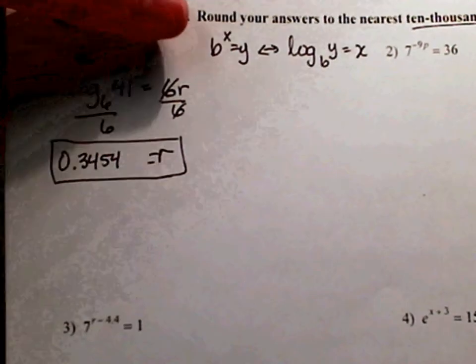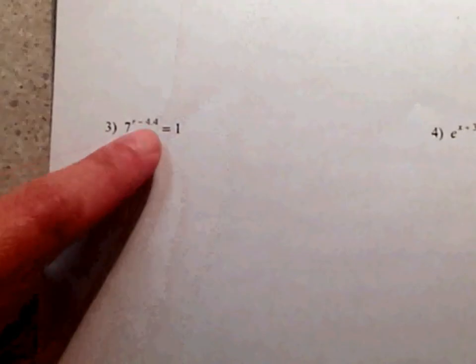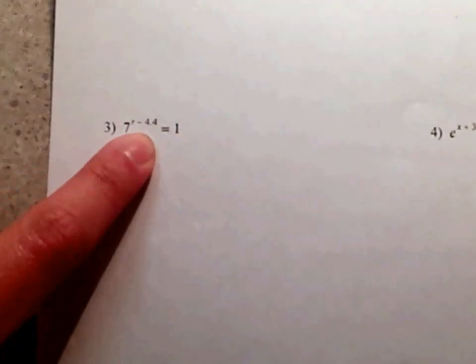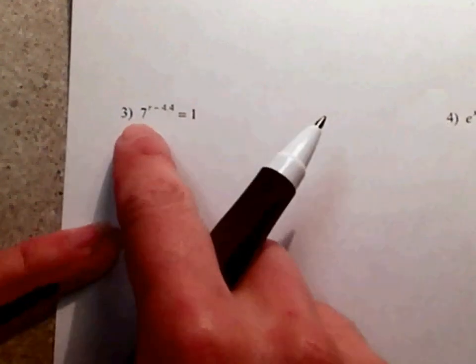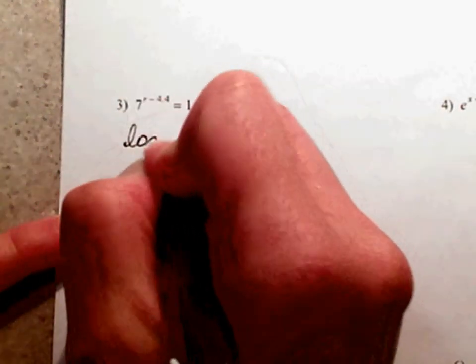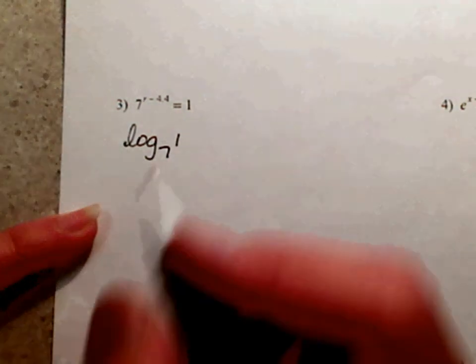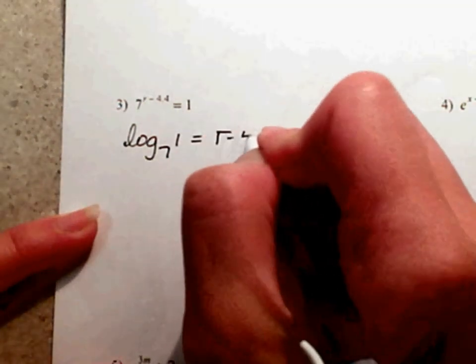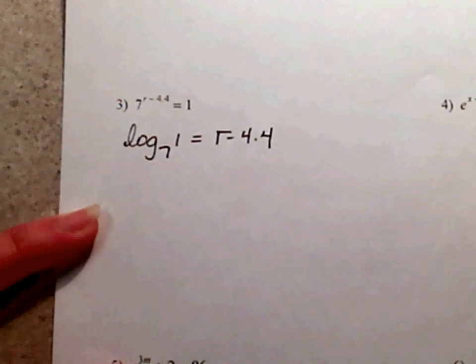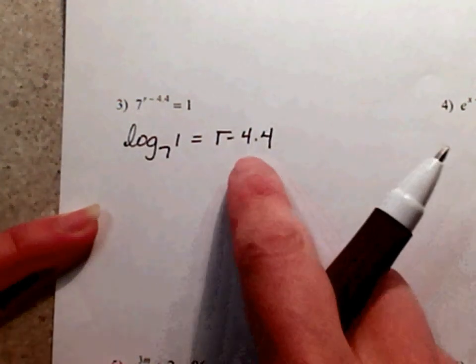So I want to get rid of my exponents. To do that, I'm going to use log. Here's your base, okay? Log base 7 of 1 is equal to r minus 4.4. How do you solve for r? You add 4.4. What you do to one side, you do to the other.